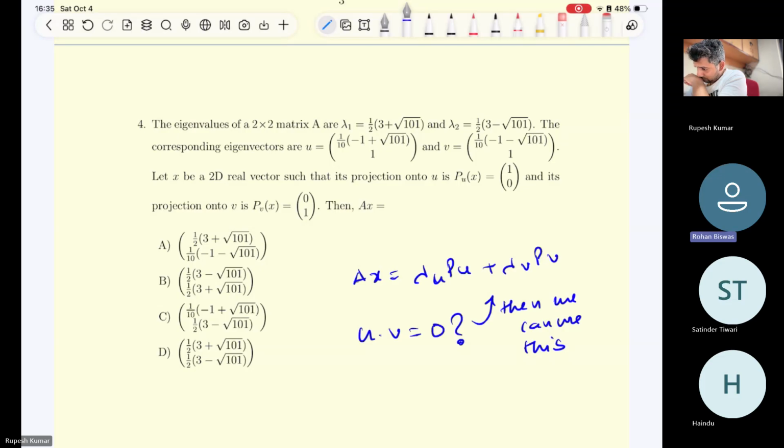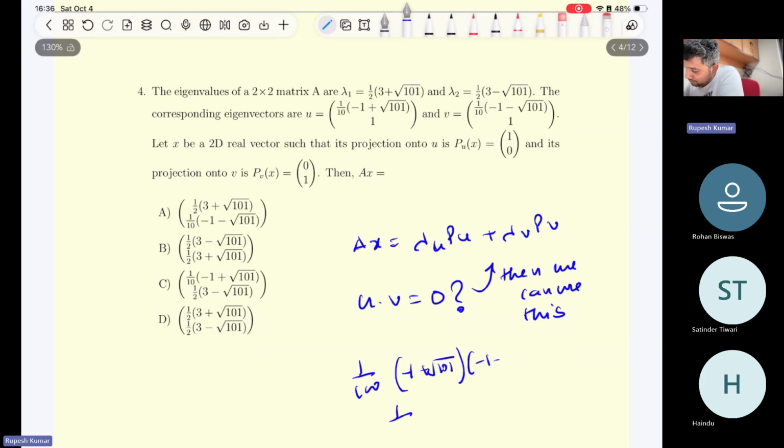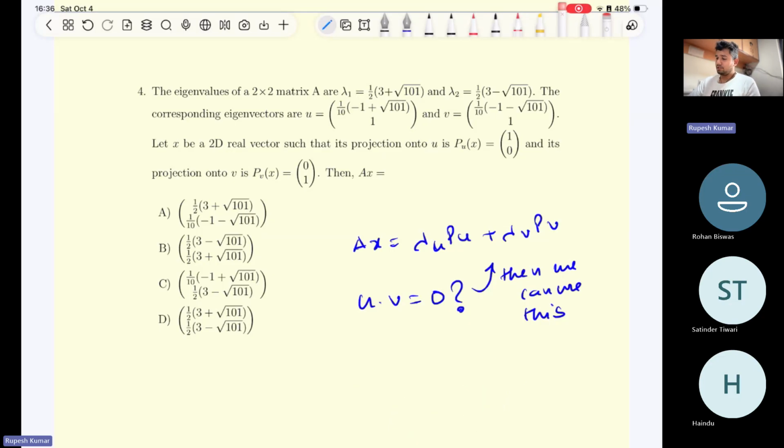So U dot V, no? It will be 1 by 100 into a square minus b square. So it is minus 1 plus 1, minus 101, right? So it will be minus 1. It will be 0, right? So then we can use this spectral theorem, right? So can you give me the answer?